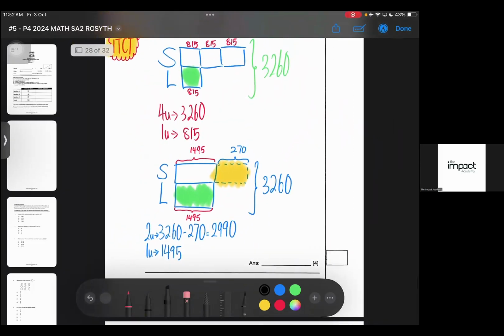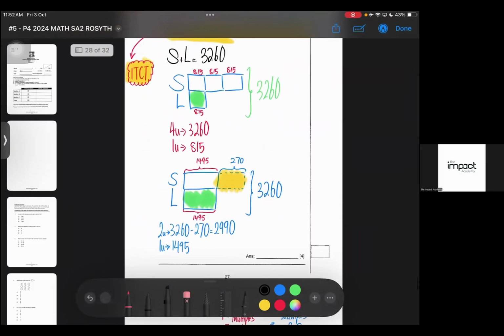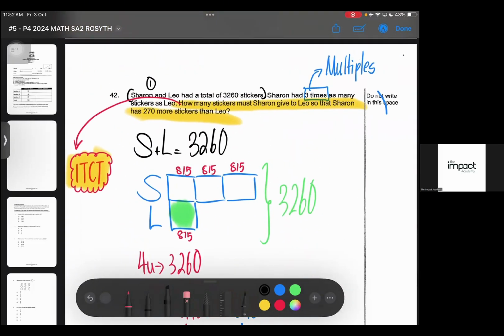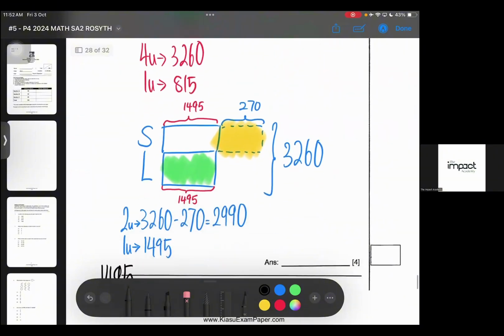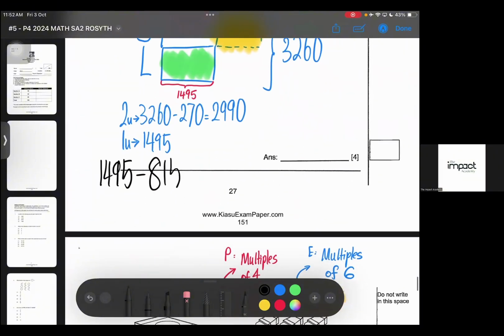Because Sharon gave to him. Yeah, exactly. So what is the question asking you for? How many stickers must Sharon give? So all you need to do is 1,495 minus away what Leo had at first, 815. You minus this properly, you get an answer of 680. Do you understand or don't understand? Therefore your answer for this question has to be 680.